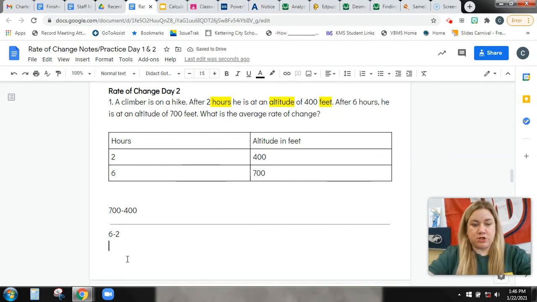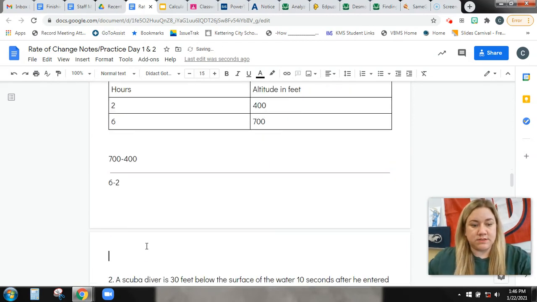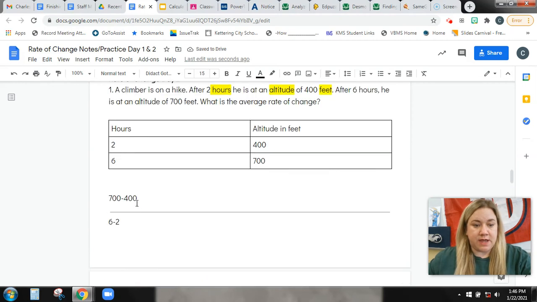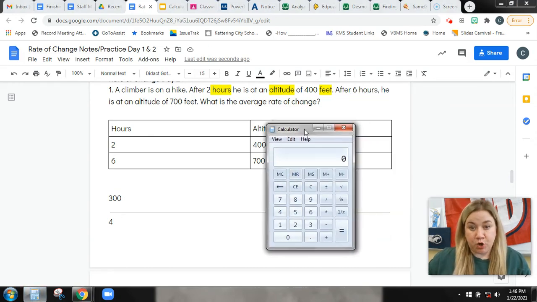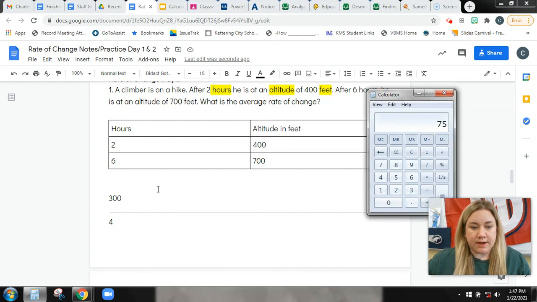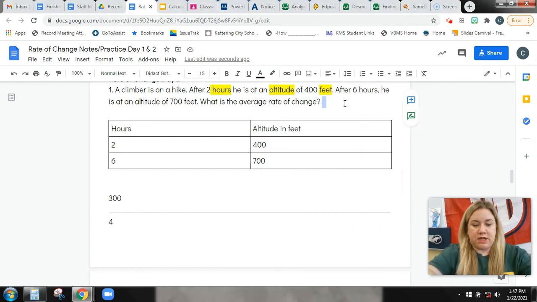So what's 700 minus 400, guys? This becomes 300. And what's 6 minus 2? That's 4. So 300 divided by 4, I want to use my calculator because I really want to know what he's doing per hour. 300 divided by 4 is 75. So I know that the rate of change is 75 feet per hour.